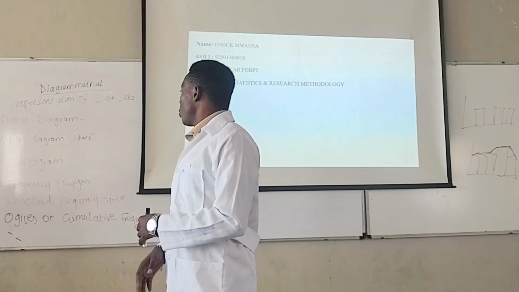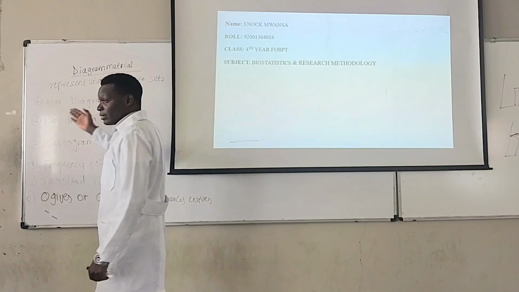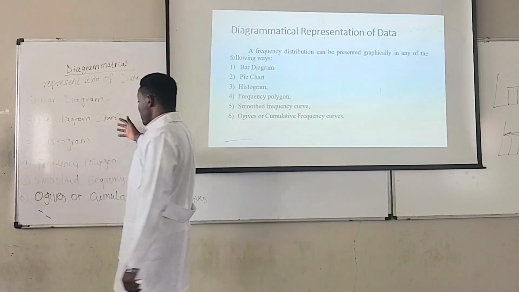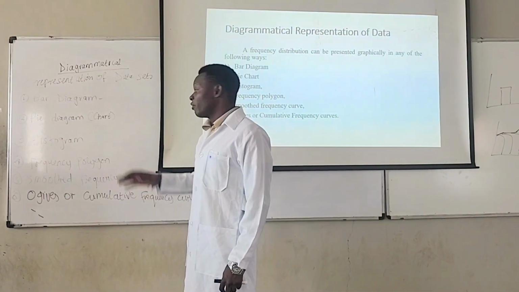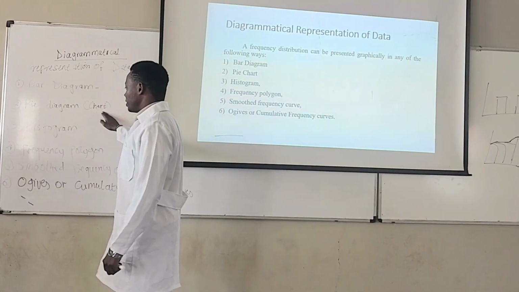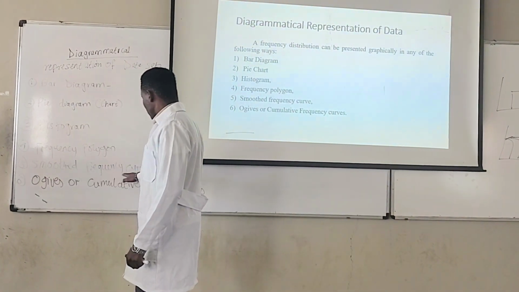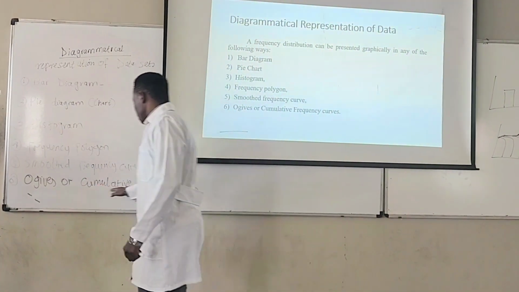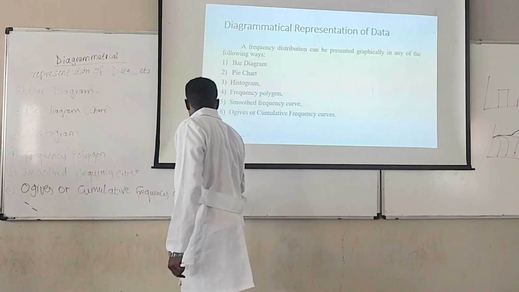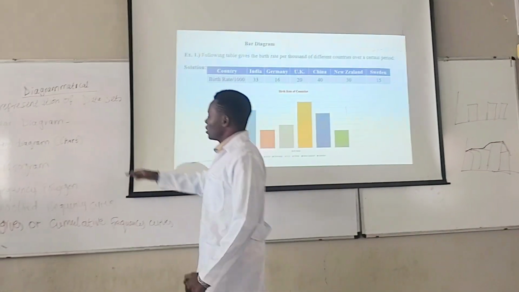In this video, we'll be looking at the graphical representation of data sets in statistics. So we have basically 6 types of presentation of data: the bar diagram, pie diagram or pie chart, histogram, frequency polygon, smooth frequency curve, as well as the Ogives or cumulative frequency, as we can see here. So we are going to begin first with the bar diagram.